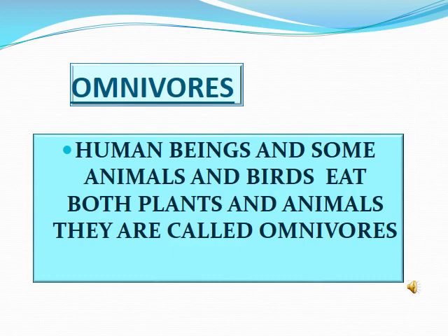My dear students, the third main category of how animals eat is omnivorous animals. So what are omnivorous animals? Human beings and some other animals and birds eat both plants and animals. So this category of animals is called omnivorous animals. So bears, hens, and crows are examples of omnivorous animals. Next we see the examples.